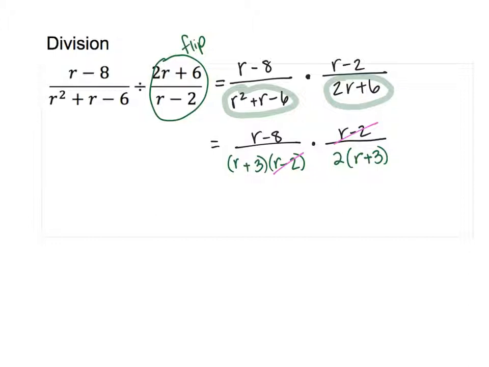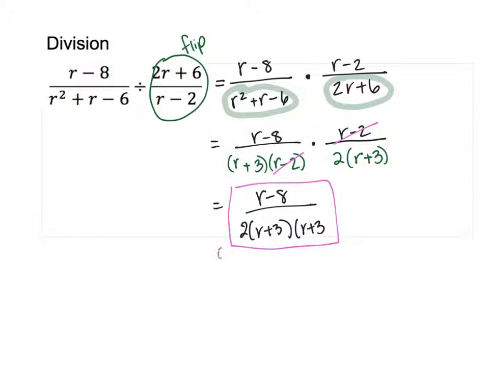So that means that this is all we can cancel, and that means if we multiply straight across, we have r minus 8 in the top, and in the bottom we have r plus 3 times, there's a 2 here, so I'm actually going to put that in the front. Then another r plus 3. So you can write your answer like this, or there's another way you could write this. Notice that there are two factors of r plus 3. I think I forgot a parentheses. Let me fix that. So there we go.